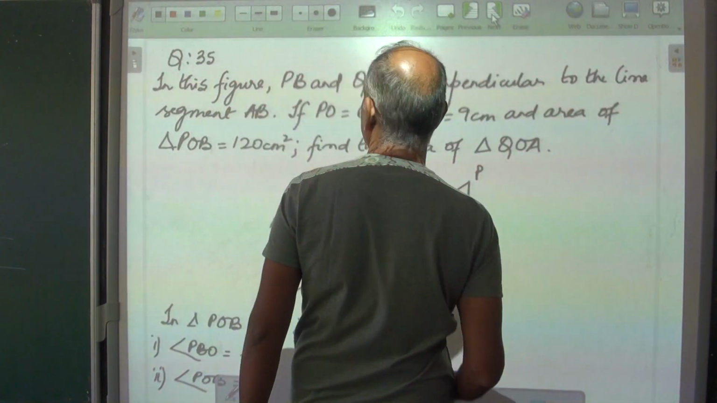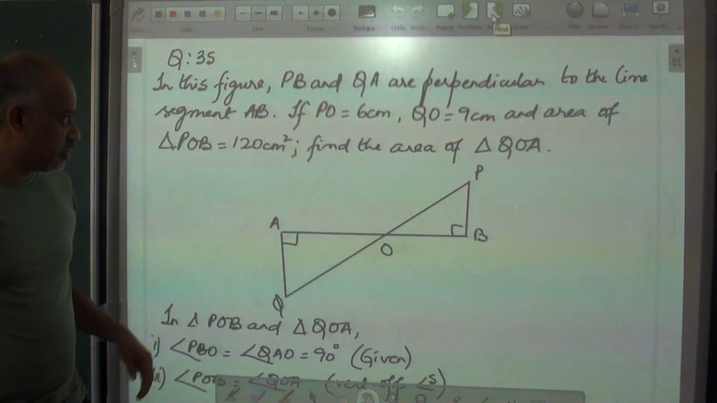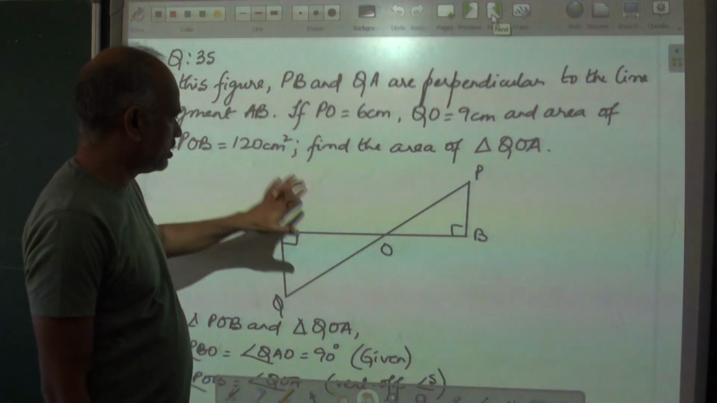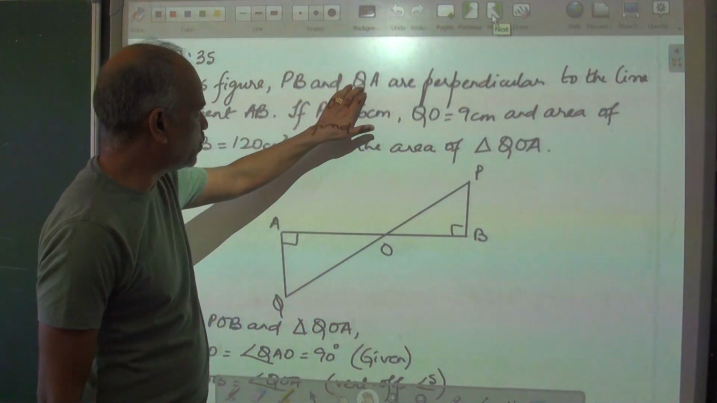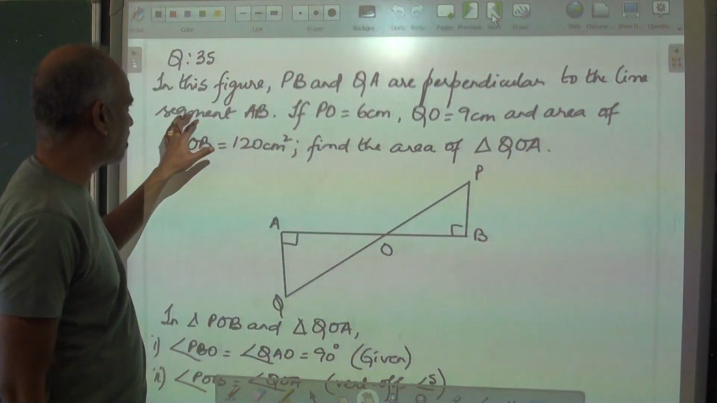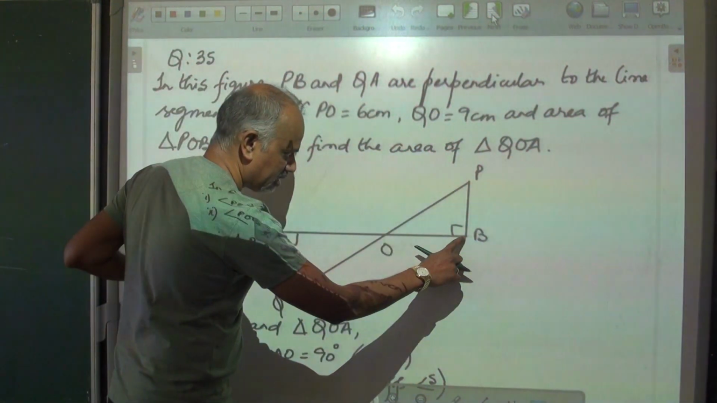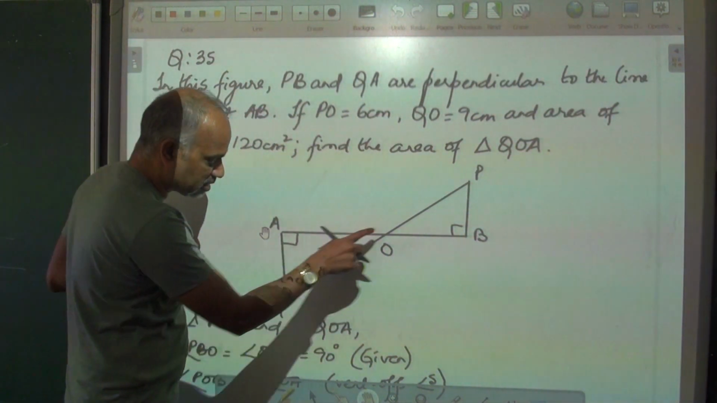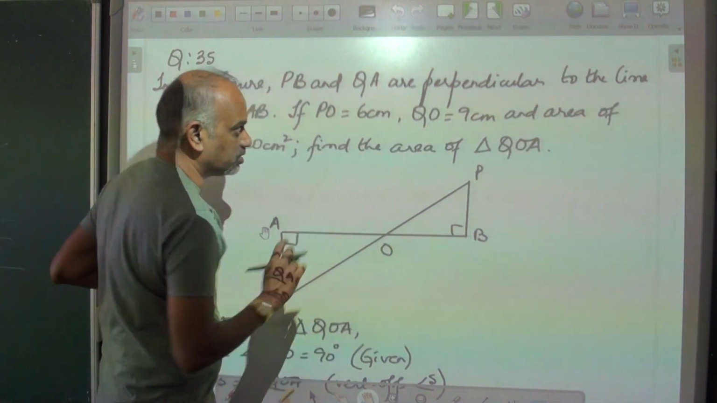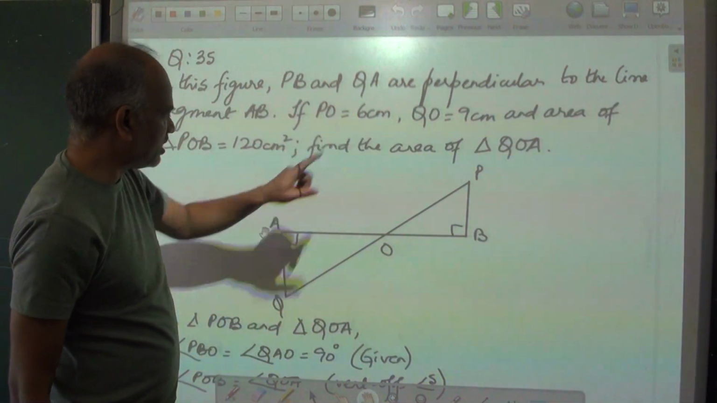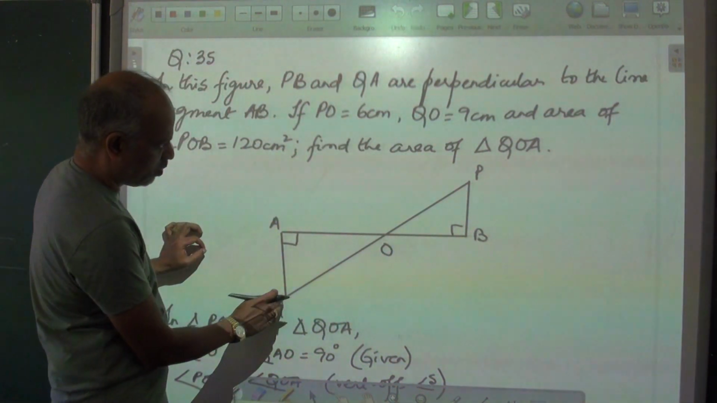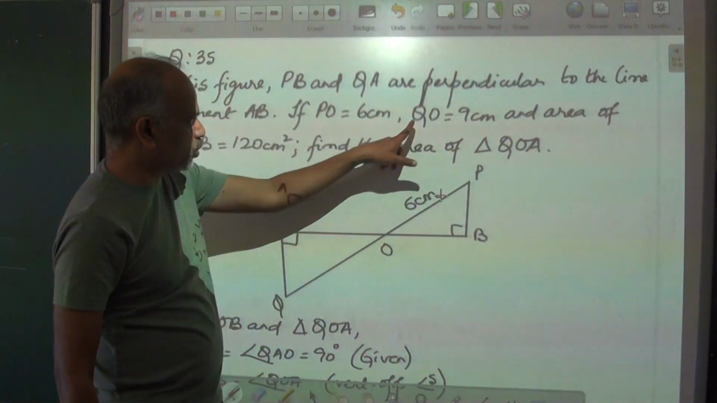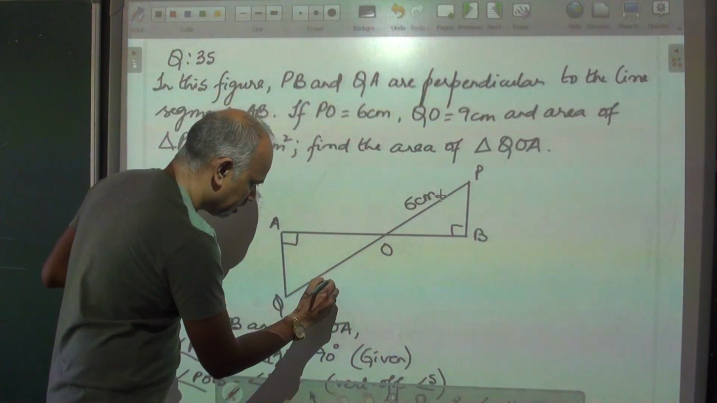Next. Question number 35. In this figure, this is the figure given. PB and QA are perpendicular to the line segment AB. This is line segment AB. You can see the angles marked are 90 degrees each. PO, this much, is 6 centimeter. QO is 9 centimeter.